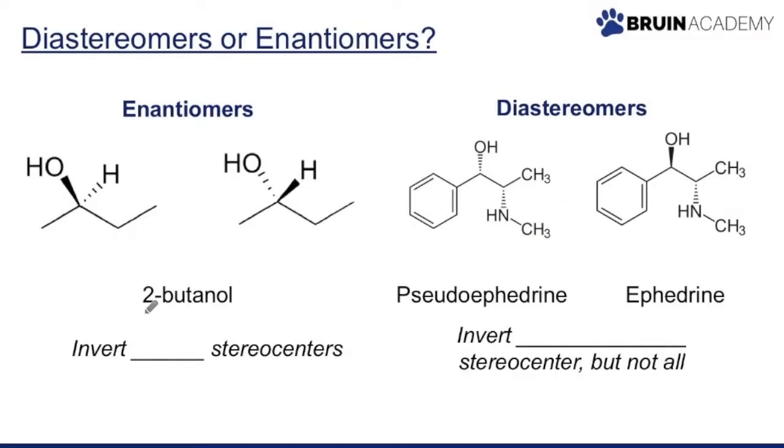So in summary, in enantiomers, you invert all of the stereocenters. So everything that's R becomes S, everything that's S becomes R configuration. In a diastereomer, you invert at least one of the stereocenters, but not all of them. As in the case of pseudoephedrine, where S and R are here, but in the diastereomer, you see that only one of them actually inverted to an R. Okay, so that's the breakdown of that.